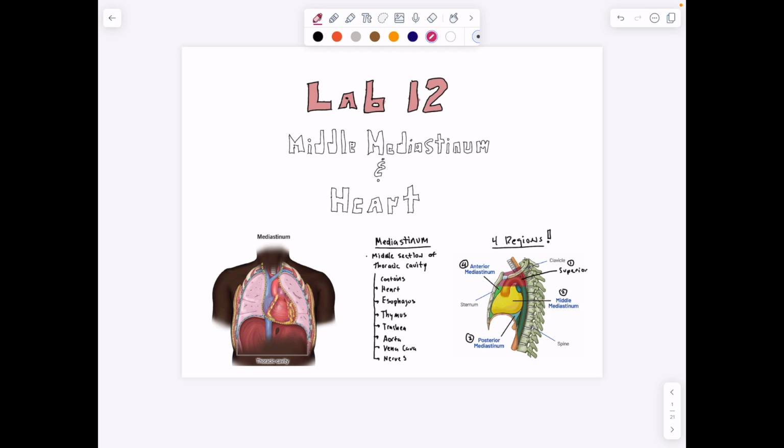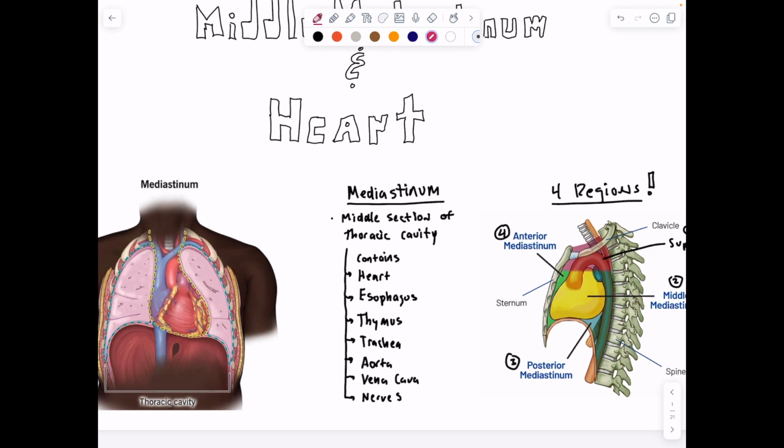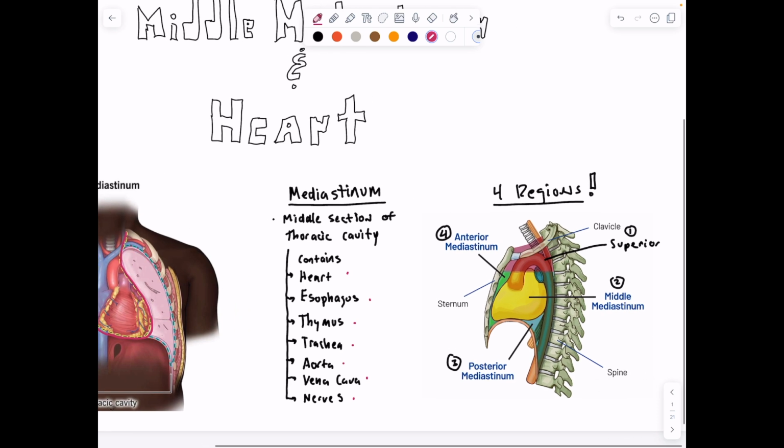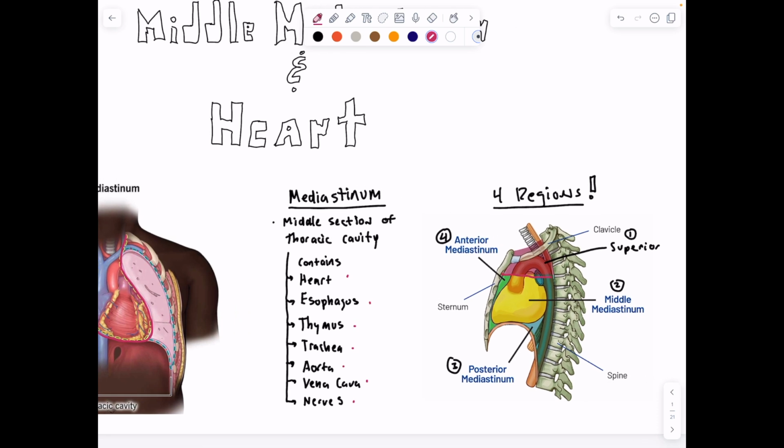Hi guys, this is a review of Lab 12, the middle mediastinum and the heart. So really what we're looking at is the mediastinum, the middle section of the thoracic cavity, which we can see here. It contains the heart, esophagus, thymus, trachea, aorta, vena cava, and then a whole bunch of nerves. There are 4 regions to it. We're dissecting for this lab, it was all about the inferior mediastinum, which has 3 parts: anterior, middle, and posterior.